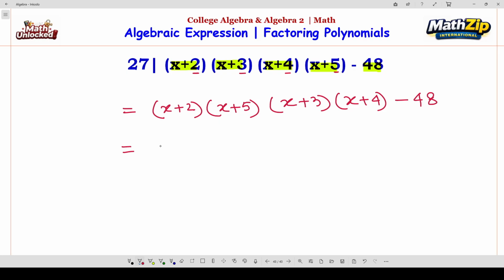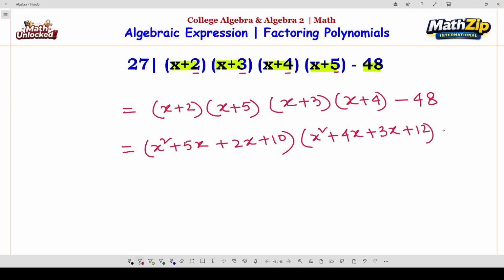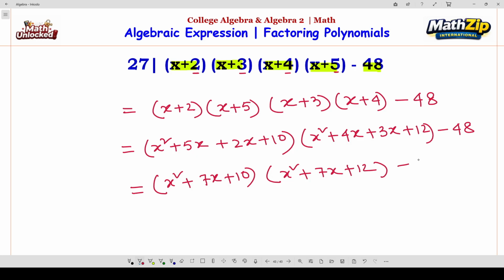Now we can multiply: x square plus 5x plus 2x plus 10. Same thing here: x square plus 4x plus 3x plus 12, minus 48. Now x square plus 7x plus 10, and here x square plus 7x plus 12, minus 48.